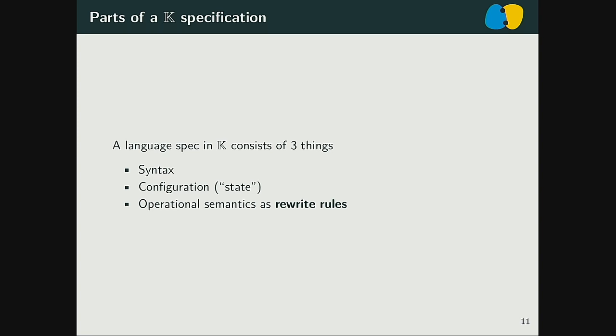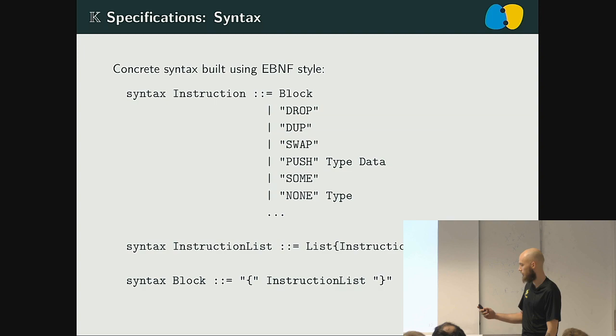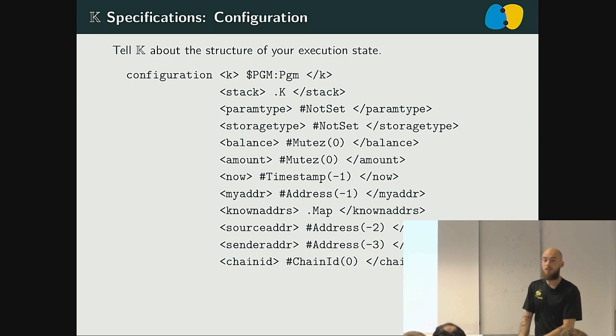And if you want to write a spec in K, it's three things. You need a syntax, you need configuration, and you need your operational semantics. Syntax is BNF. We have some, so an instruction can be any number of things. We have these built-in things, so you can make lists with certain separators. Straightforward. Then you have the state, which is configuration. It's basically you say what is the entire state of the program.